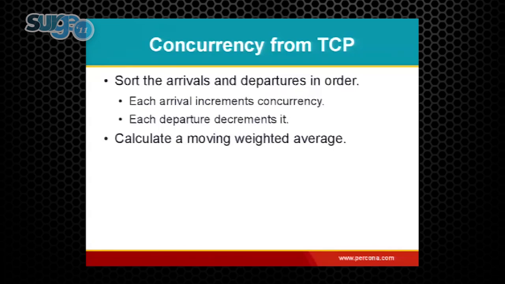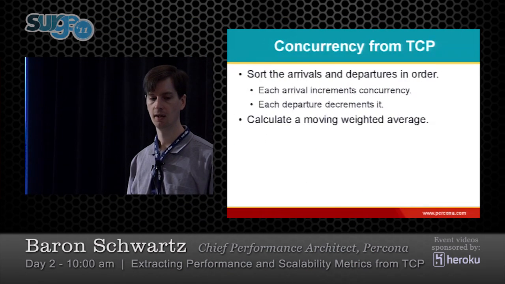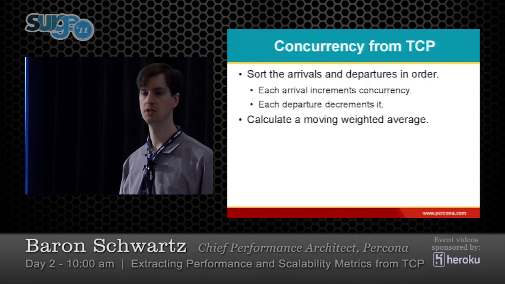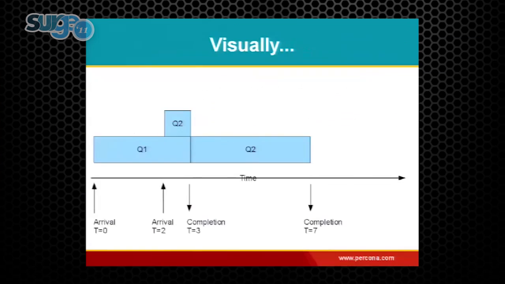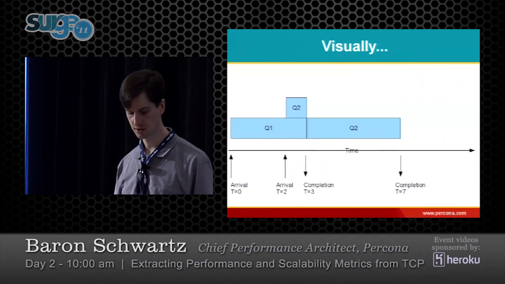And in most systems, you just make your observation interval large enough, and maybe you then throw away some data from the beginning and the end, where your observation period bisected some portion of the workload that you were observing, and then you have something in the middle that represents a stable, long-term state of the system. So what we do to gather concurrency is we sort the arrivals and departures in order, which is important. And then each arrival increments the concurrency by 1, right? A query starts running, and that means that there is one more unit of concurrency within the system. And then when the query completes, you drop the concurrency down by 1, and then you calculate a moving weighted average as time proceeds.